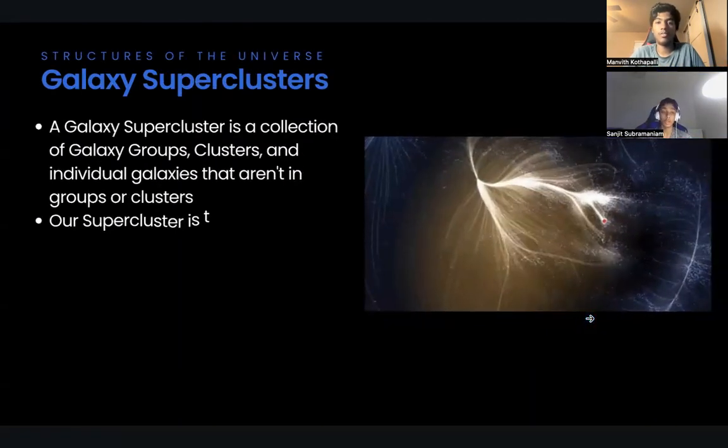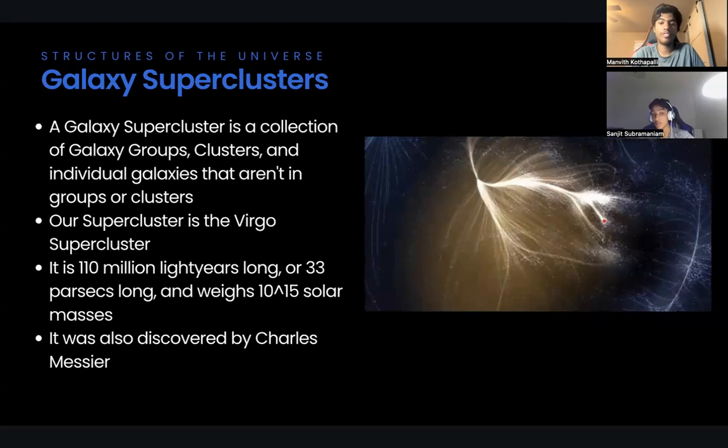Next, we're going to talk about superclusters. A galaxy supercluster is a collection of galaxy clusters, galaxy groups, and individual galaxies that are not gravitationally bound to each other. The Virgo cluster is in the Virgo supercluster, which is 110 million light years in diameter, a lot, or 33 megaparsecs. It weighs 10 to the 15 solar masses, and as you can see, it's really big. Galaxy superclusters are formed when clumps of dark matter and their respective galaxy clusters are pulled together by gravity.